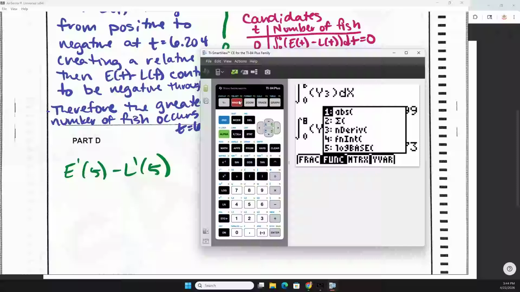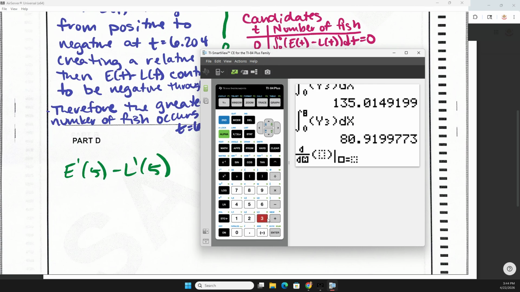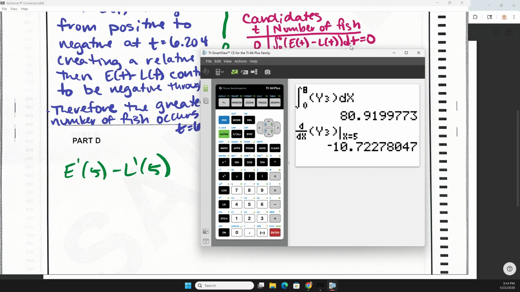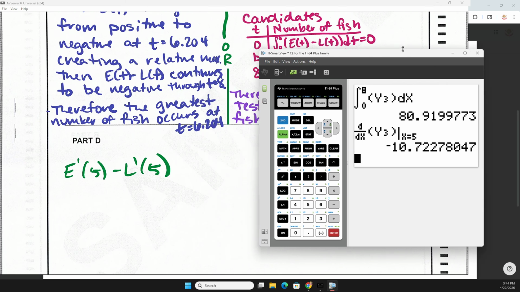And so we would do alpha window and then choose number 3. And then that E of t minus L of t again is in Y3. And then the number that we're plugging in is 5. Alright, and so you do need to tell what that is, and you want to be accurate to 3 decimal places. And then you need to explain it.